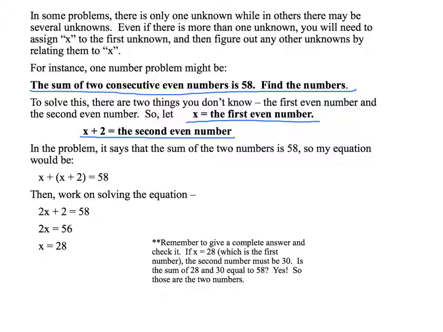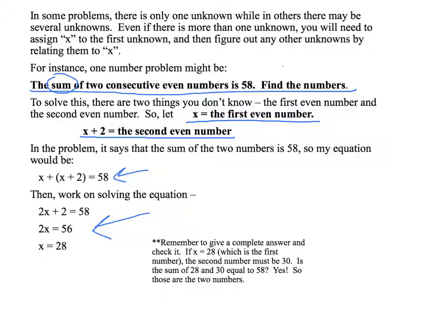In the problem, it says that the sum of the two numbers is 58. So, here's my equation, X plus, in parentheses, X plus 2 equals 58. Now I really don't need to put in the parentheses around the X plus 2. I just did that to show you that you do have two separate numbers. Then I would go through and solve that particular equation. And you see that I went through and did that. I have an answer of X is equal to 28.